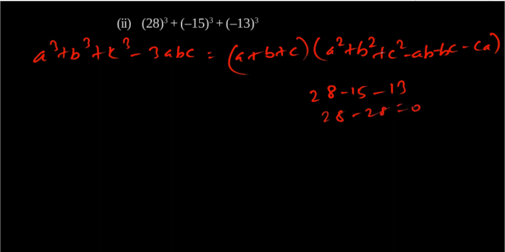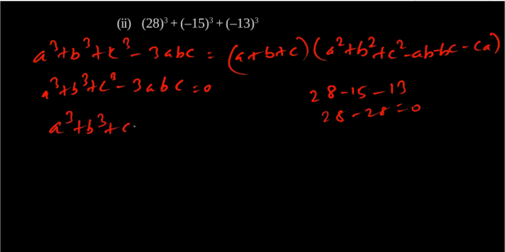So, 0 times anything is 0. So, the right hand side fully becomes 0. We will get only the left hand side. So, let us substitute in the left hand side. So, it is of the form a cube plus b cube plus c cube minus 3abc equal to 0. Why? Because the right hand side fully becomes 0. So, this minus 3abc if we bring to the right hand side, we will get a cube plus b cube plus c cube equal to 3abc.